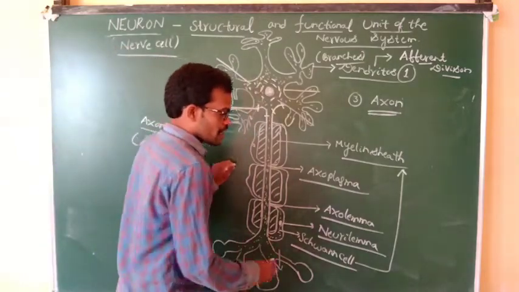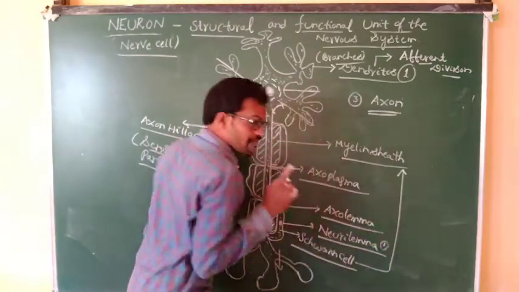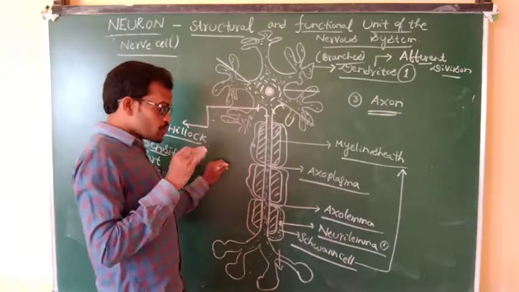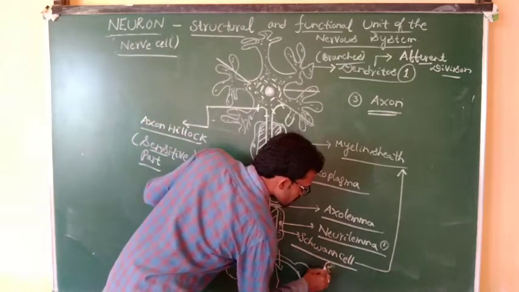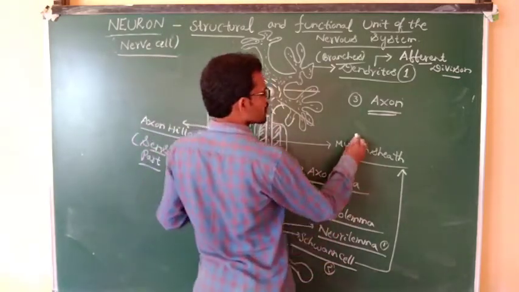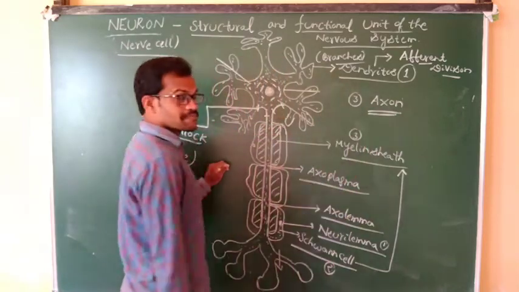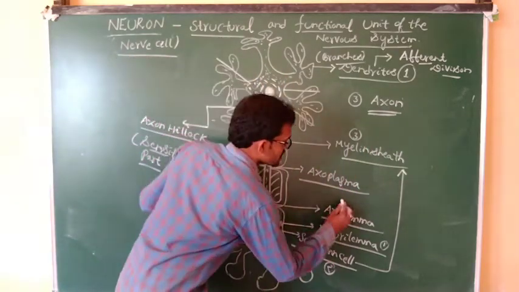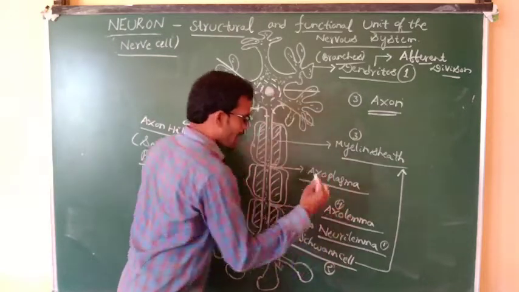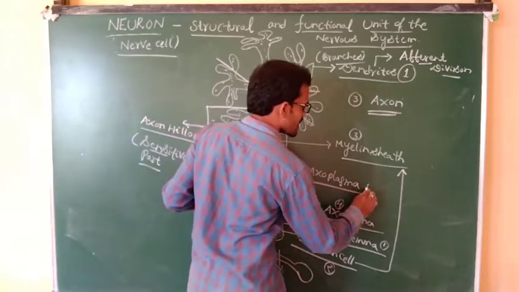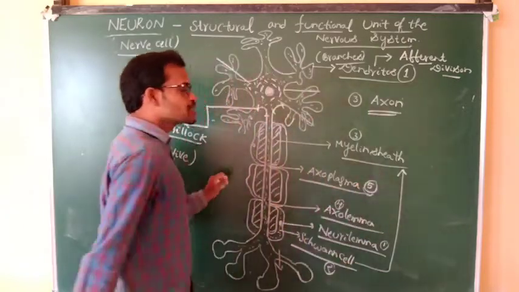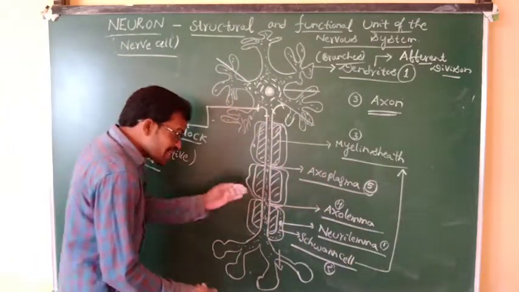What is the first part? Neurolemma. What is the second one? After the neurolemma, the second one is the Schwann cell. The third one is the myelin sheath. The next one is the axolemma, that is the fourth one. The fifth one is the axoplasma. That is the order from outside to the inside.